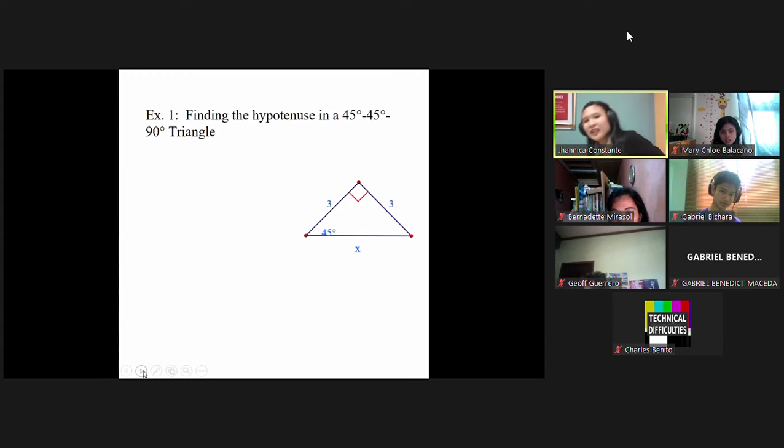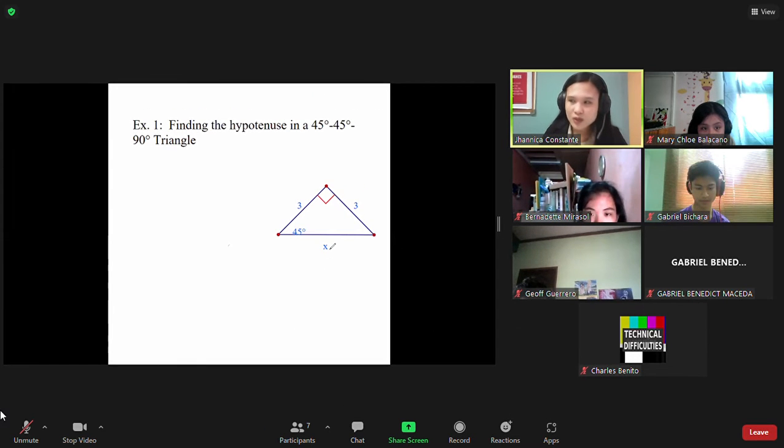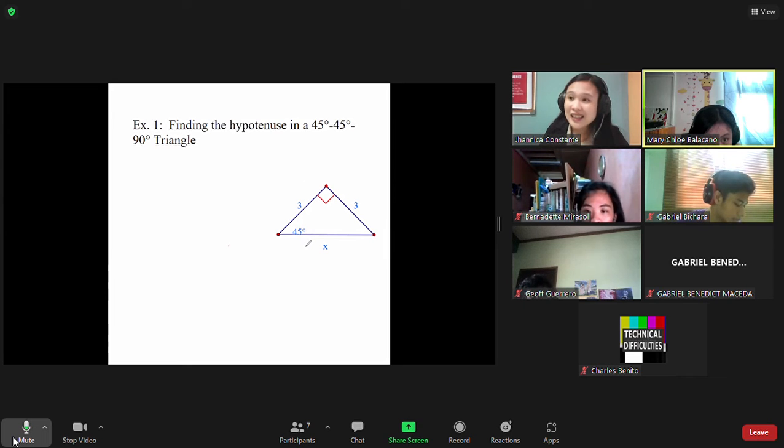So finding the hypotenuse in a 45-degree angle. Say we have the measurement of the side of an angle, the same, which is equal to 3. And the hypotenuse stands for the missing measurement, which is x. So we're going to use, yes po.